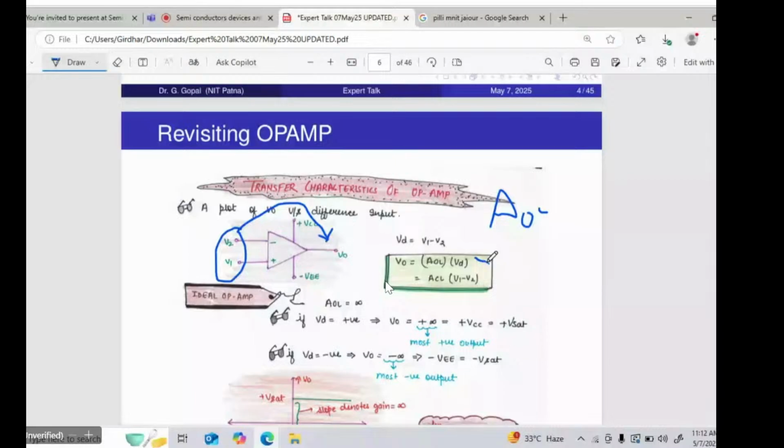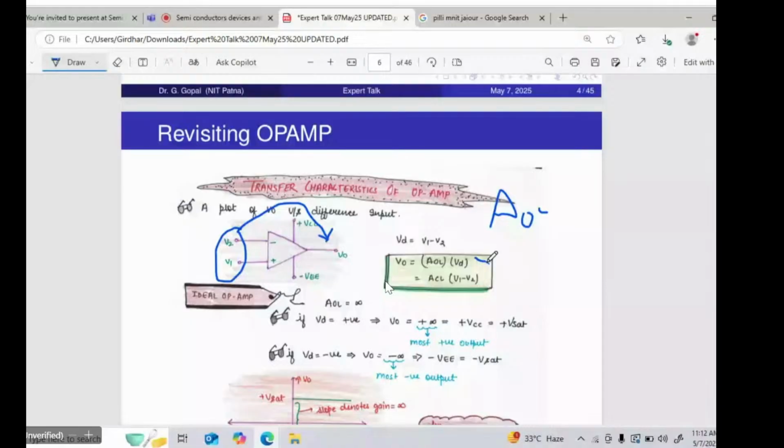Here output is either plus Vsat or minus Vsat. So what is the slope here? Slope we define as the change in output voltage to the change in input voltage. Here the change in input voltage is 0, I mean, there is no change here. So gain is infinite. This is the characteristic of an ideal op-amp. Practically gain is in the range of 10 to the power 6.